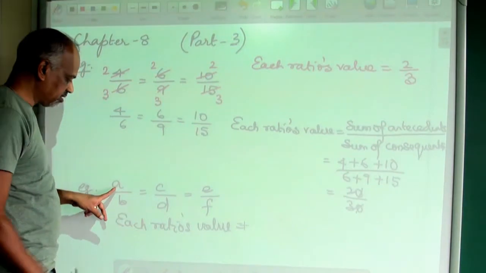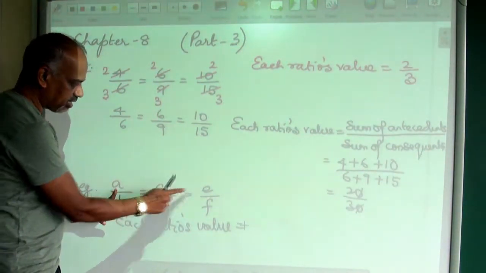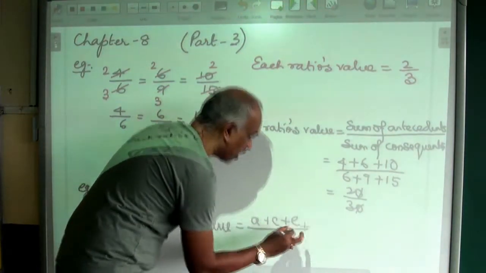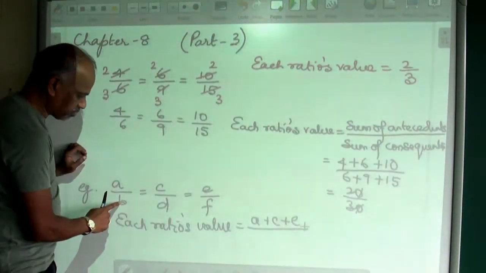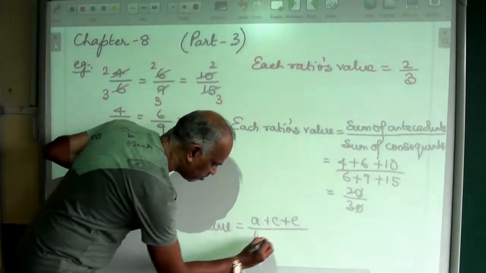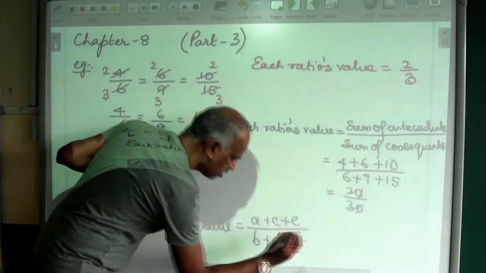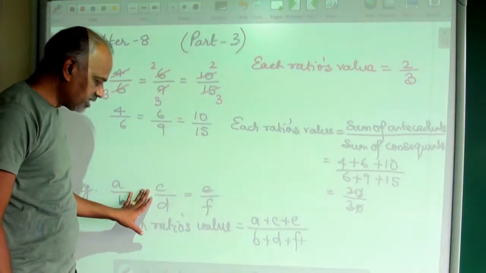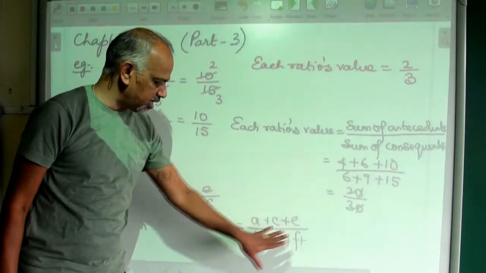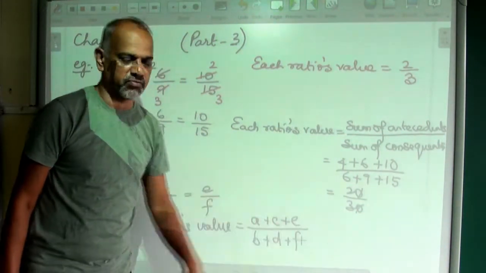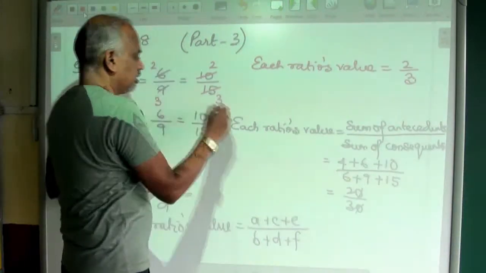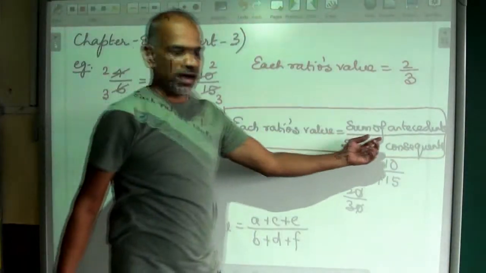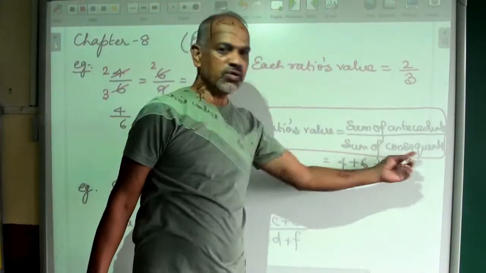Sum of antecedents means you will have to add A, C and E, that is A plus C plus E, divided by sum of consequence, that is B plus D plus F. So this cannot be simplified, therefore each ratio's value in this case is A plus C plus E divided by B plus D plus F. So remember this, each ratio's value you can find by dividing the sum of antecedents by the sum of consequence.